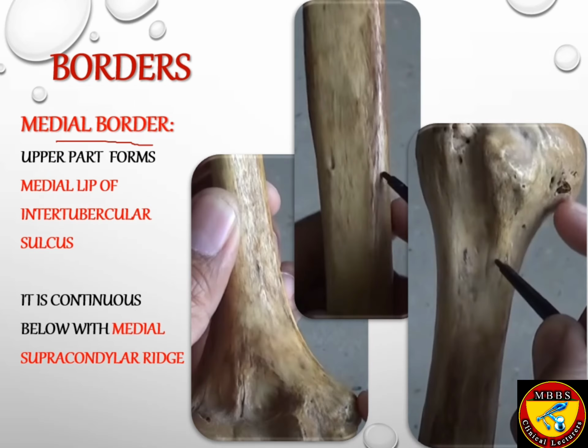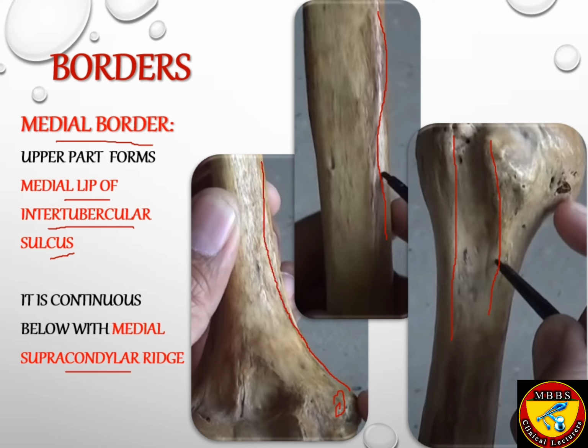Medial border. The upper part forms the medial lip of the intertubercular sulcus. Now this is the lateral lip, which forms the upper part of the anterior border. This is the medial lip of intertubercular sulcus that forms the upper part of the medial border. Now it continues below with the medial supracondylar ridge. This is the middle part of the medial border, and this is the medial condyle, and this is the medial supracondylar ridge.